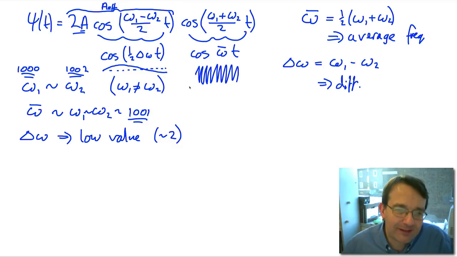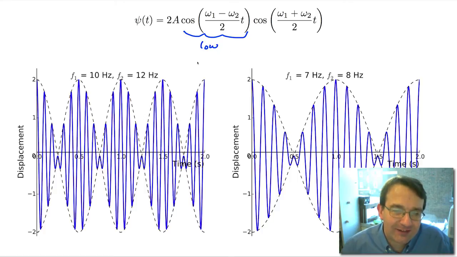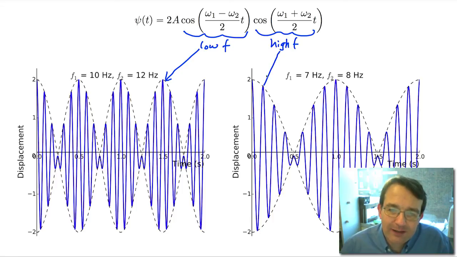So let's plot it and see exactly what that looks like. So here we have what it looks like for two different examples. This part of our wave function here, the difference, is the low frequency part that gives us this envelope that you can see here as the black dashed line. This is the high frequency part that gives us the blue line that is oscillating up and down very rapidly. And as you can see, what we observe is that the amplitude of this high frequency blue wave oscillates. It's got a high amplitude here, low amplitude, high amplitude, low amplitude.